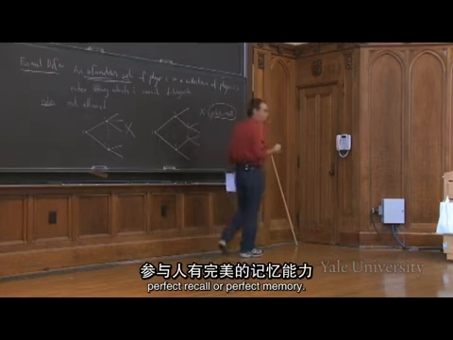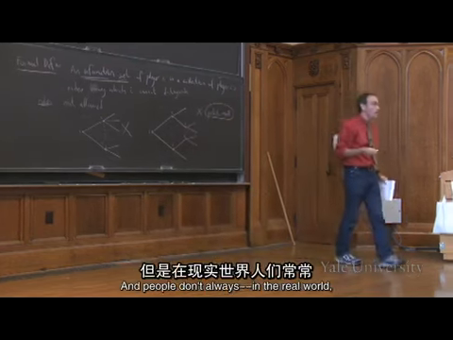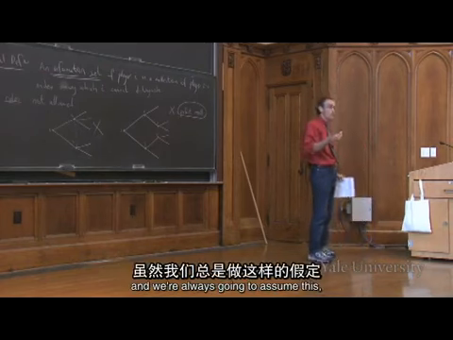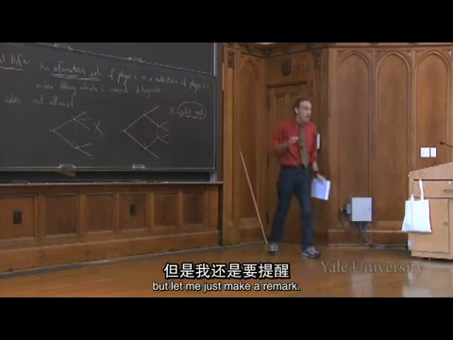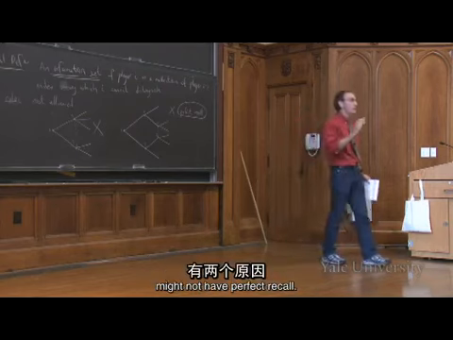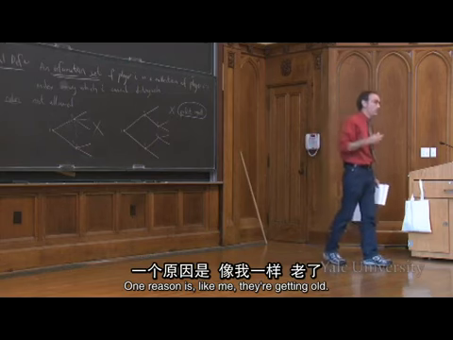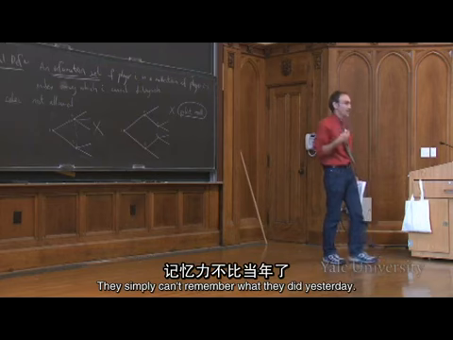We're assuming perfect recall. And people don't always, in the real world, have perfect recall. There are two reasons, and we're always going to assume this, but let me just make a remark. There are two reasons why people might not have perfect recall. One reason is, like me, they're getting old. Right? They simply can't remember what they did yesterday.